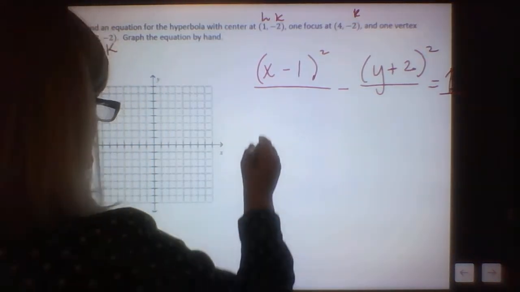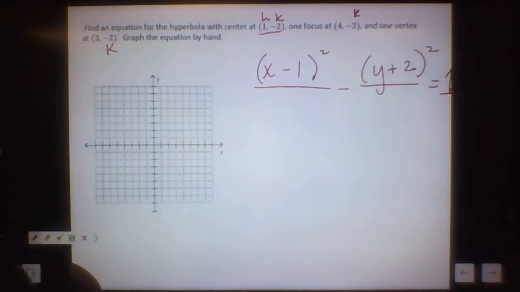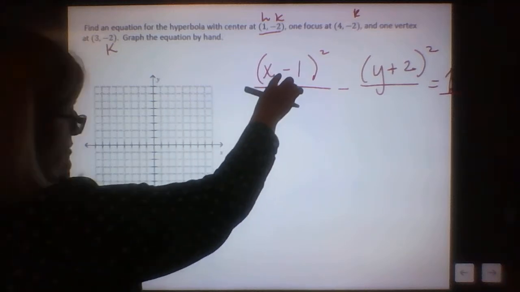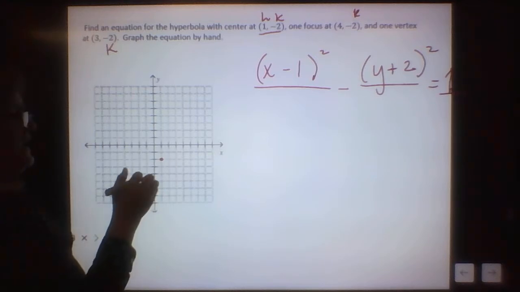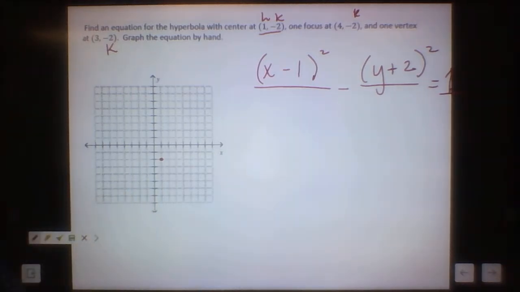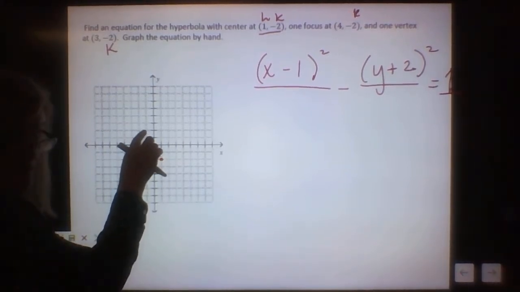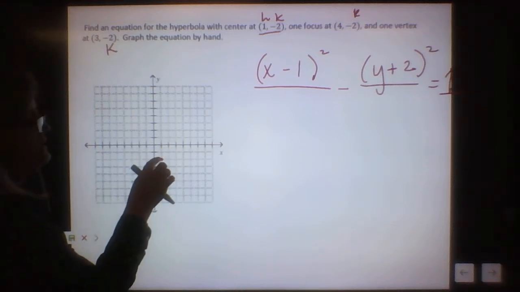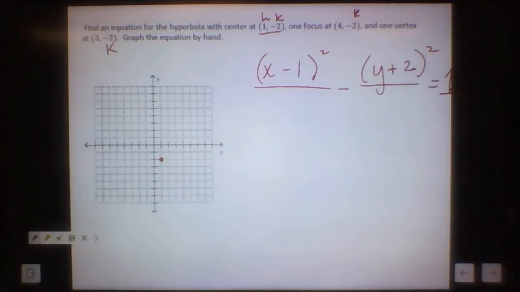Okay, so I know that this is my center. One of the foci is this, and one of the vertices is this. Graph the equation. So we know that it's 1, negative 2, so right here is the center. All this is going to make it tricky, but what it's really doing is that instead of going from our slope, up and over or down and over, we're going to go from here. From here is where we're going to start our asymptotes. So I do want to put that. It's going to become very important.